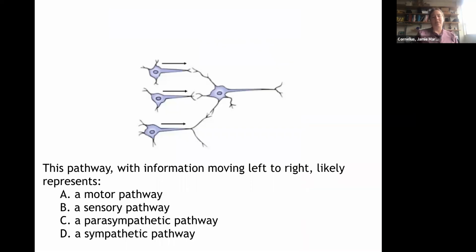Okay, so this pathway with information moving from left to right likely represents which of the following? To start, we'll just say that there's convergence there, and the first clue is that convergence is super common in sensory pathways. So the best guess there would be B.